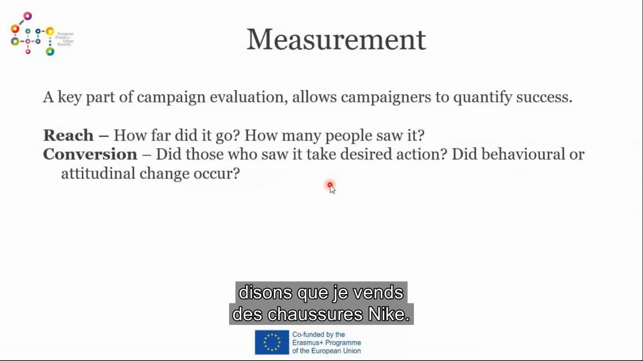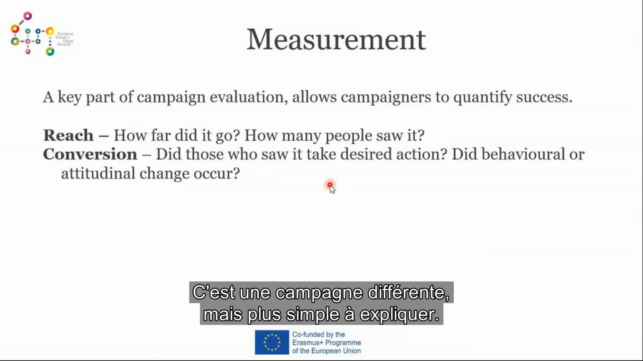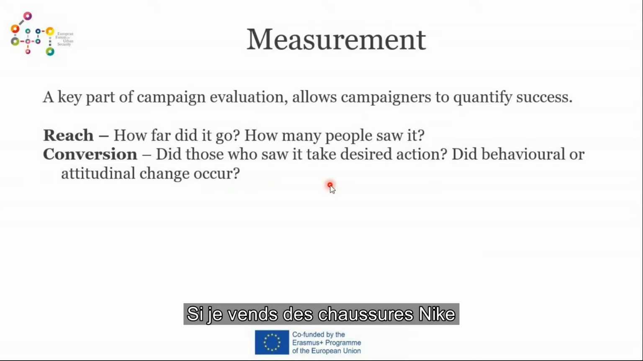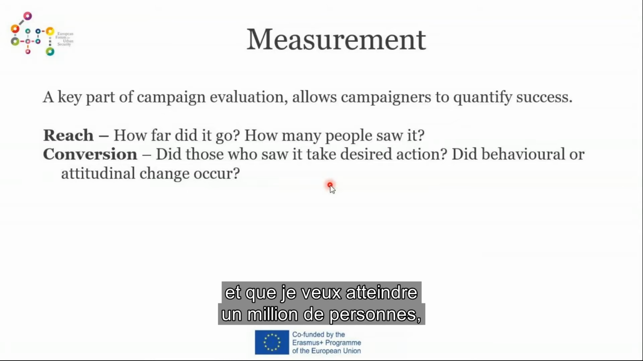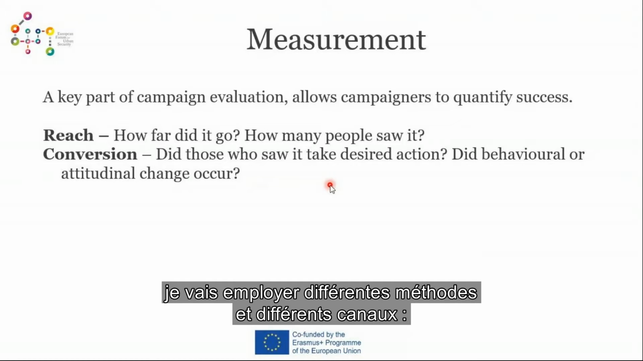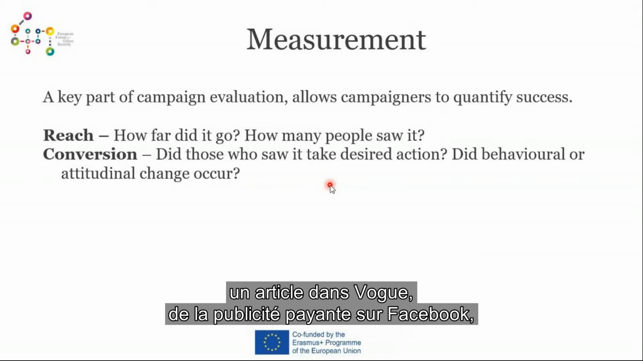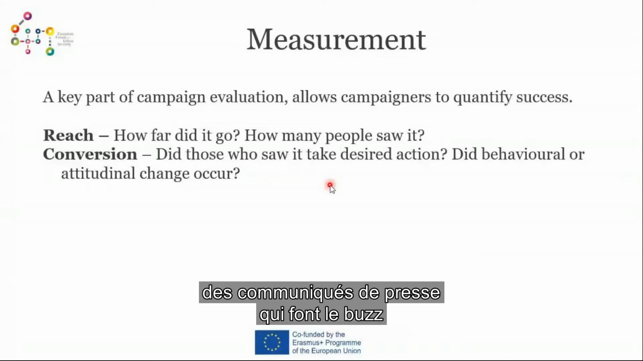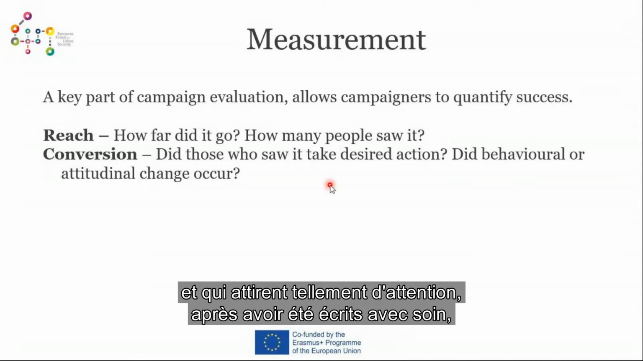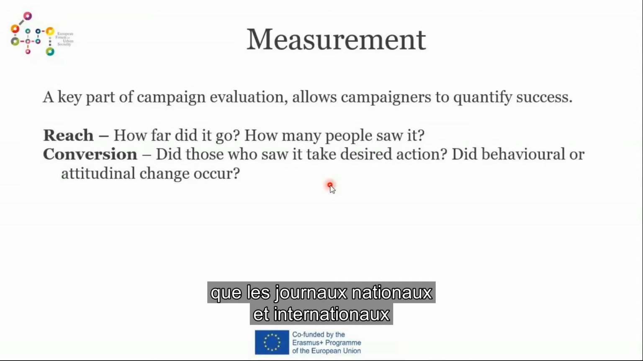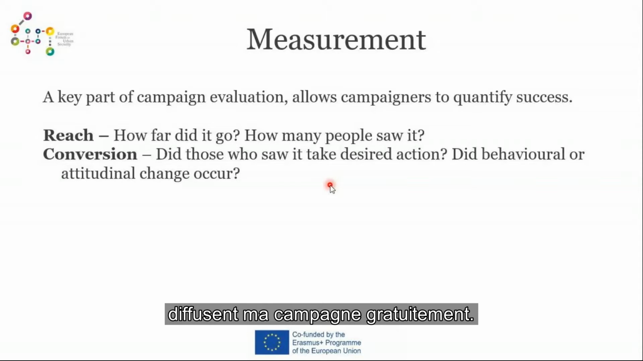So an example may be, I work for Nike and I'm trying to sell shoes. This is a very different type of campaign, but it's a bit easier to demonstrate as an example. If I'm trying to sell shoes for Nike, I may say I want this campaign to reach about 1 million people. I'm going to use various tactics. I'm going to use various channels. I'm going to feature in Vogue. I'm going to pay for advertising on Facebook. I'm going to create enough buzz and attention through press releases that I will write very carefully so that national and international newspapers decide to feature my campaign for free.